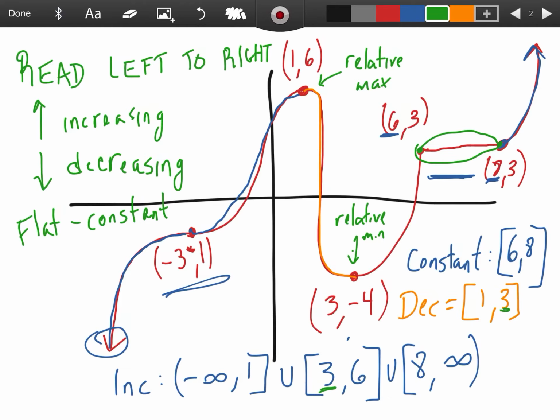I hope this video helped. We'll have some homework where we are identifying intervals of increasing and decreasing, as well as continuing to identify extrema.